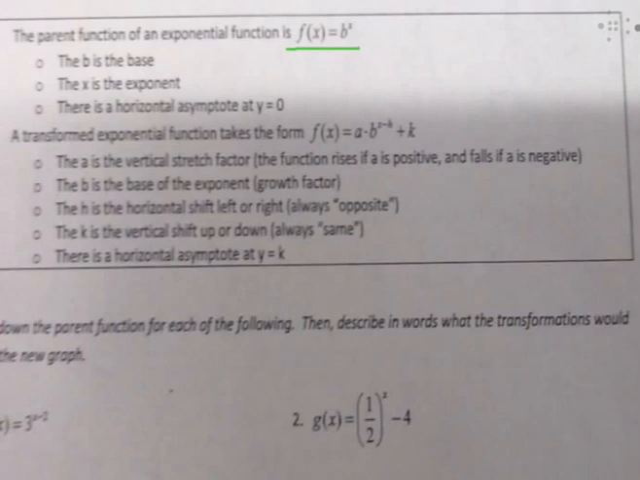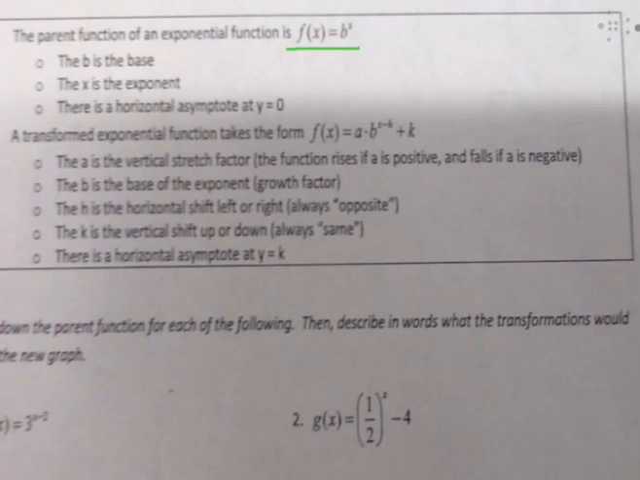The next thing is the base. We talked about the base yesterday. B is the base. It tells us if we have growth or decay. Remember, you have growth when the b value is greater than 1. And if it's between 0 and 1, that's when you have decay.